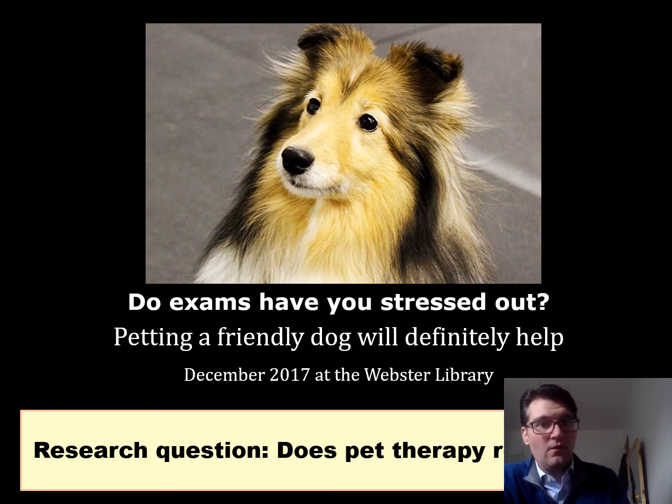Well, this idea here, we would probably most easily operationalize this by measuring your stress before and after petting this friendly dog, right? To see, does it decrease your stress? But we might have broader questions than that, like, does it improve your performance in exams?